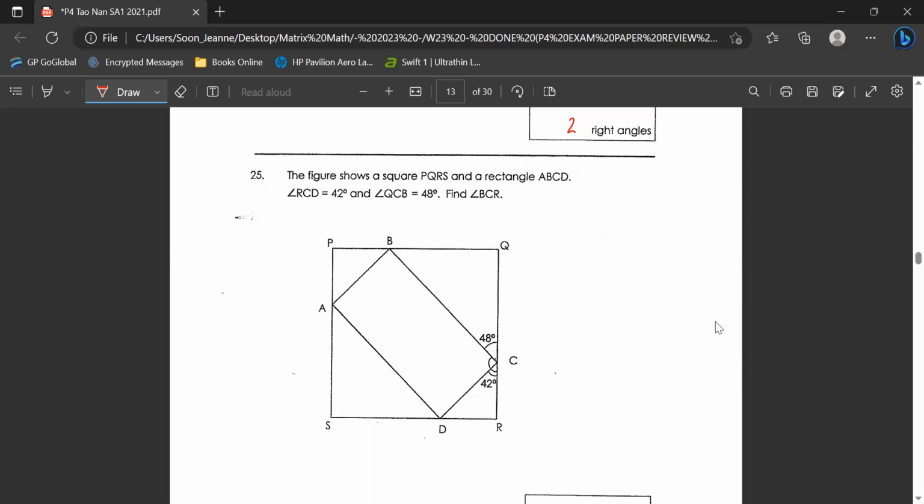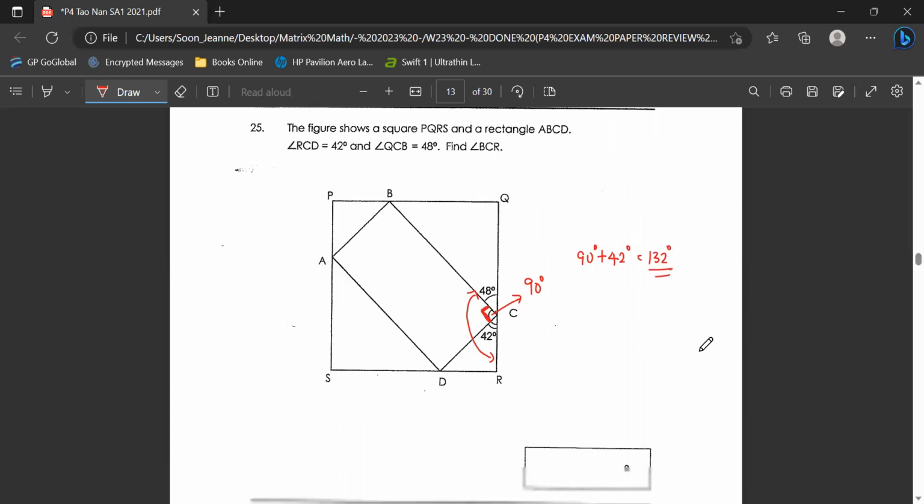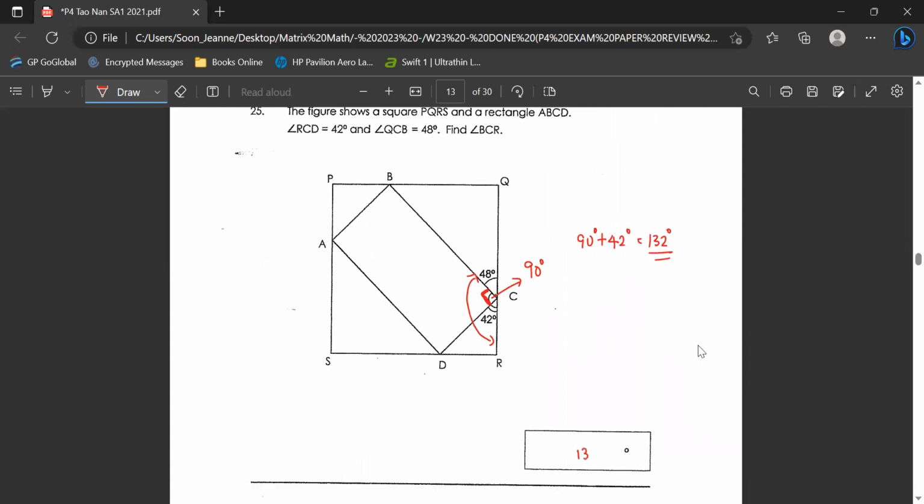So BCR, I'm looking at this. If you look carefully, can you see this angle here? This is actually 90 degrees because BC and CD are perpendicular lines. They are perpendicular, which means this is actually a right angle. So how do we find angle BCR? We just take 90 degrees plus 42 degrees. Your answer is 132 degrees. So you fill out your answer here. The degree is given, so just write 132. Okay, question number 26.